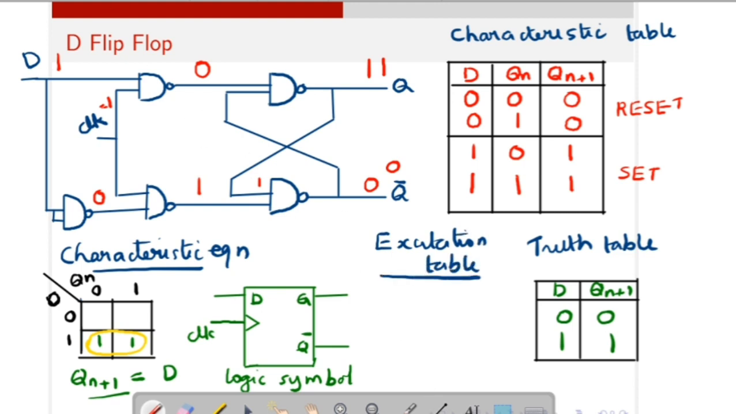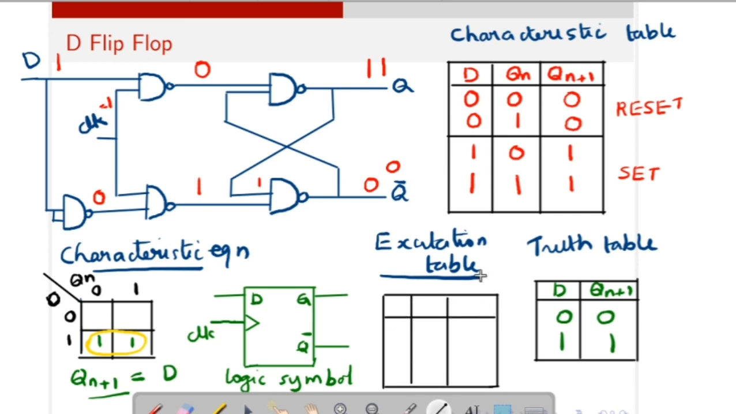Next we can derive the excitation table for this D flip-flop from the characteristic table. The excitation table has only two inputs, present state and the next state. D flip-flop has only one input, that is D, so this excitation table has only one output. So here is the excitation table. Inputs are Qn and Qn plus 1 and output is D.